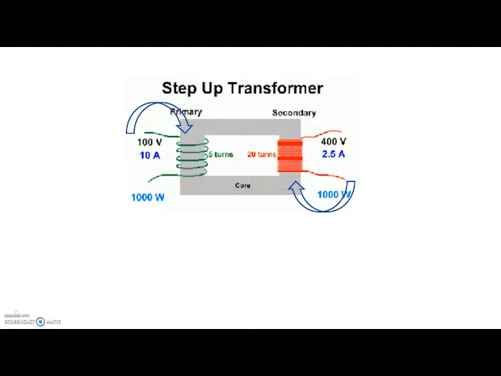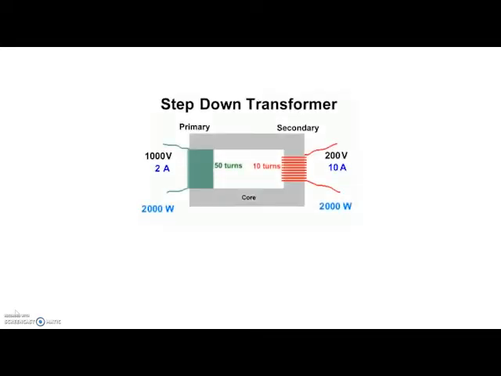This can be deduced from this formula. The larger the difference between the number of coils, the greater the difference between the voltage in the primary and secondary coil. On the other hand, a step-down transformer would look something like this. The number of coils at the primary coil is much greater than the secondary coil. Hence, a smaller induced voltage is produced in the secondary coil.